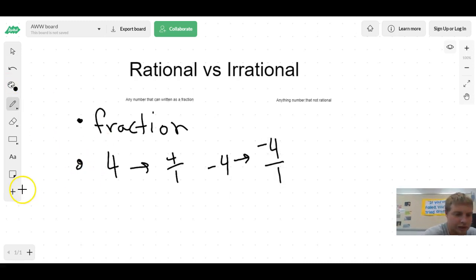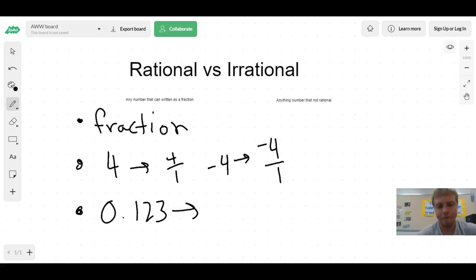That's type 2. Type 3 is what we call terminating decimals. So if we had the decimal 0.123, we know that we could write that as a fraction because we could call that 123 over 1,000, because this is the thousandths place, so you can change that decimal pretty easily into a fraction. The one that's a little bit harder to change into a fraction, I won't do it in this video, is repeating decimals.